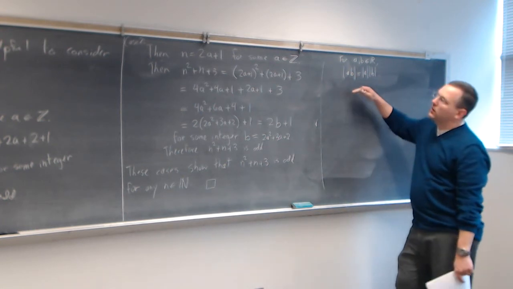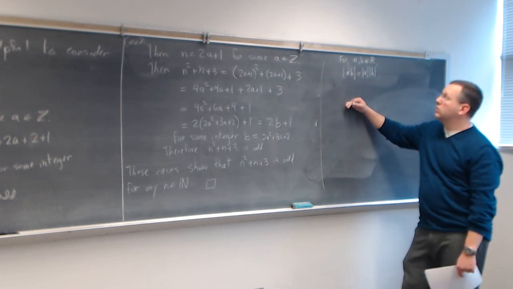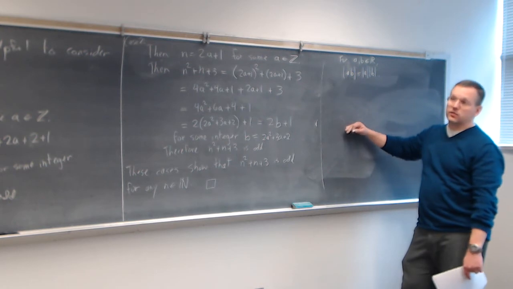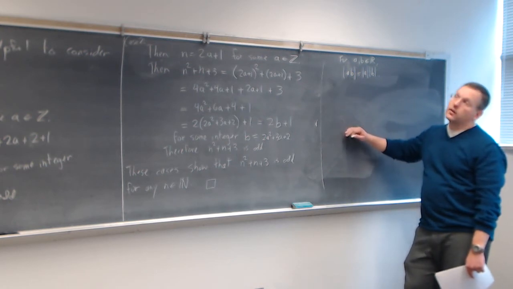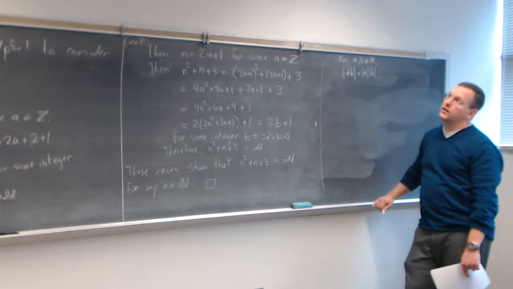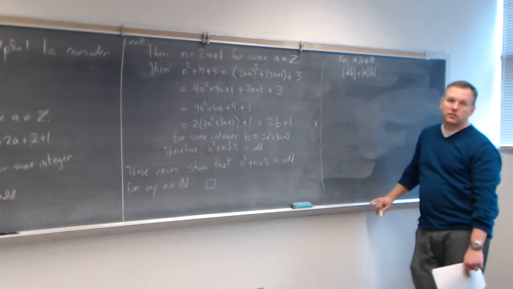So you might have case 1, A and B are both positive. Case 2, A is positive, B is negative. Case 3, A is negative, B is positive. Case 4, A and B are both negative. Case 5, A is 0 or B is 0. So I think I get all of them.